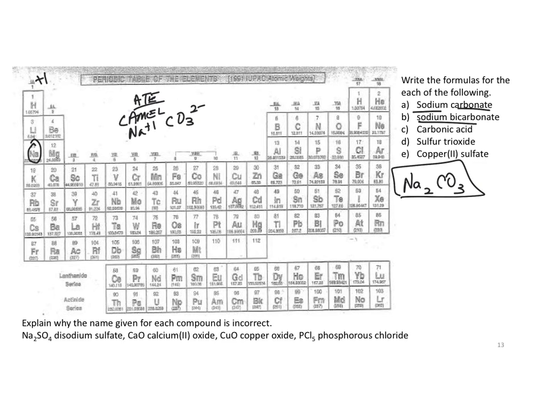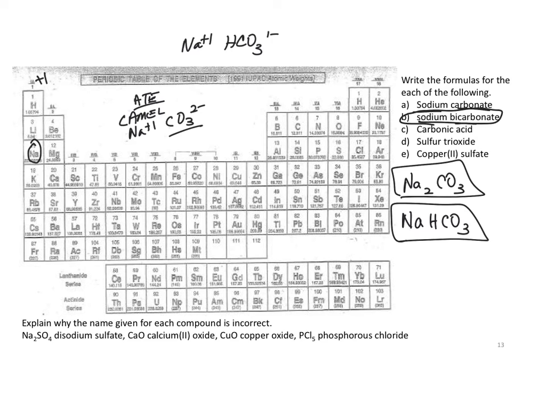Sodium bicarbonate, you have to memorize. Bicarbonate adds a hydrogen on that. You're probably familiar with it. It's baking soda. So HCO3 1 minus is bicarbonate, and sodium would be 1 plus. So sodium bicarbonate would be NaHCO3, and that's baking soda.